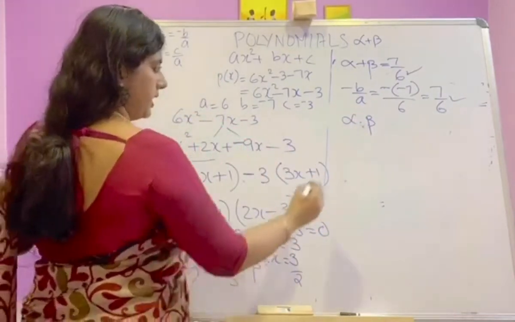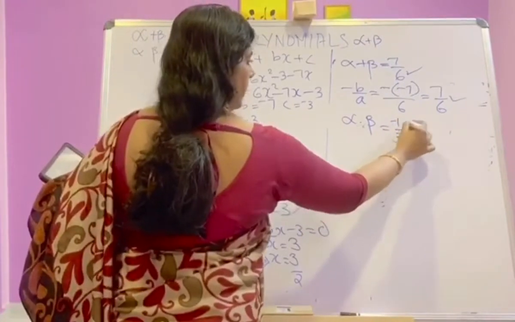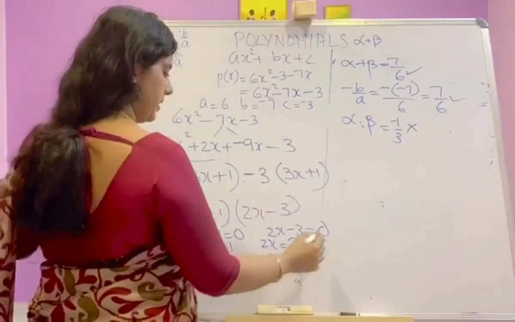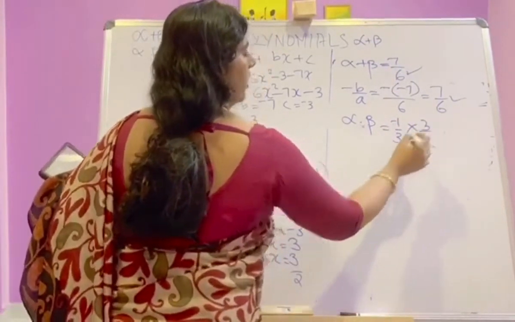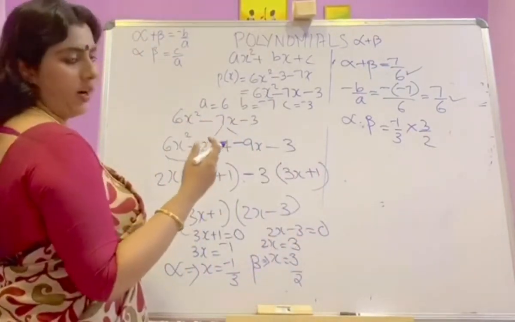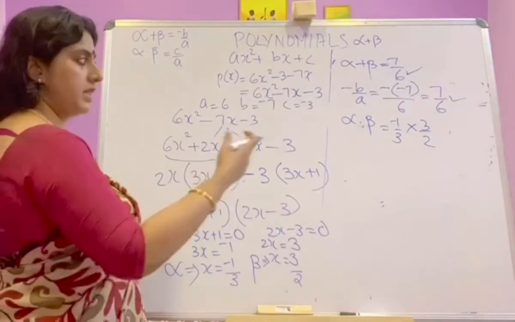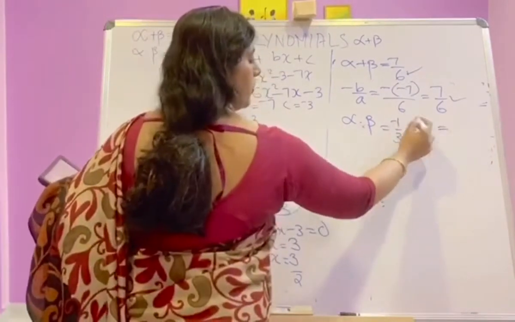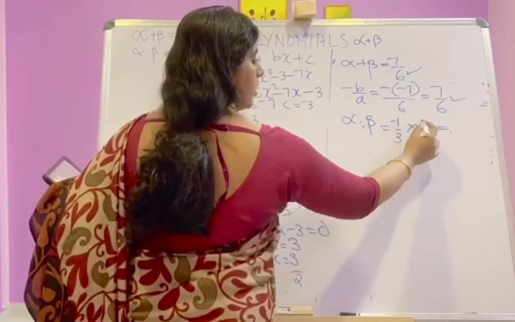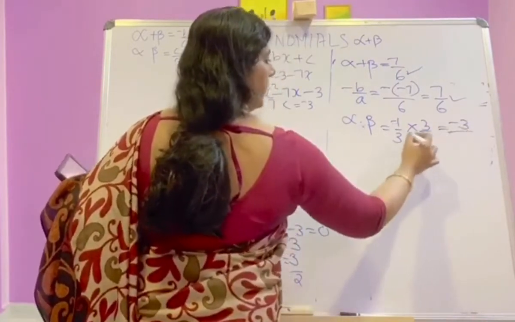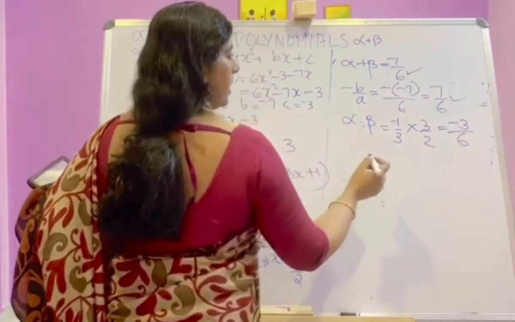Now next is alpha into beta. Alpha is negative 1 by 3 into beta is 3 by 2. In the case of product, that is multiplication, you don't want to make the denominators same. You can simply multiply the numerators and denominators. Minus 1 into 3, negative 3, by 3 2s are 6.